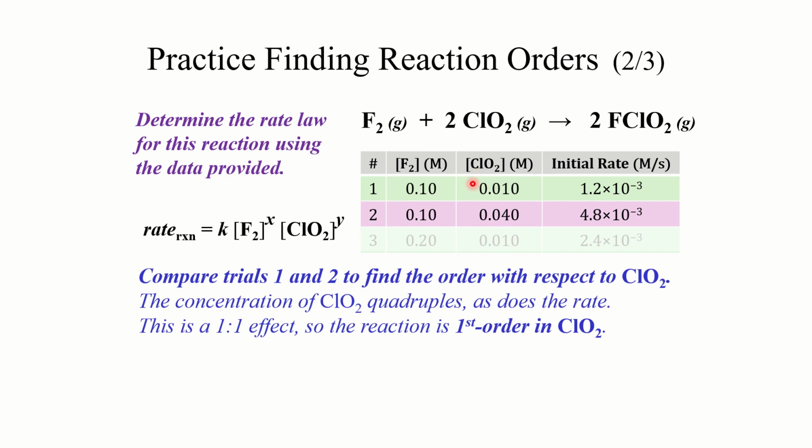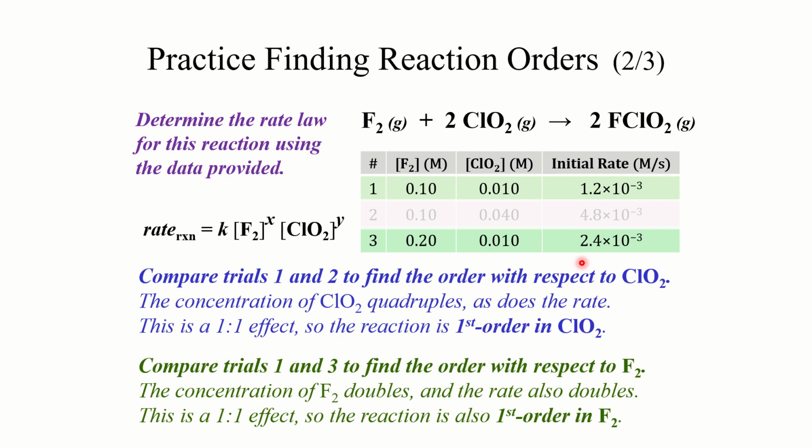Here, going from trial 1 to trial 2, ClO2's concentration quadruples, whereas F2's concentration stays the same. So because F2's concentration is staying the same, we can safely assume that any change in the rate is due to the change in concentration of ClO2. We should also notice that as ClO2's concentration quadrupled, the initial rate quadrupled. So here we had a 1-to-1 effect, and the reaction is therefore first order in ClO2.